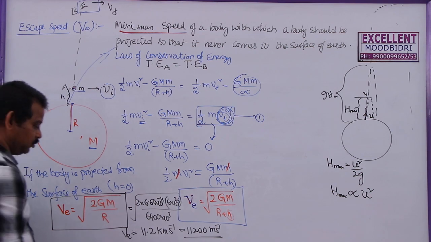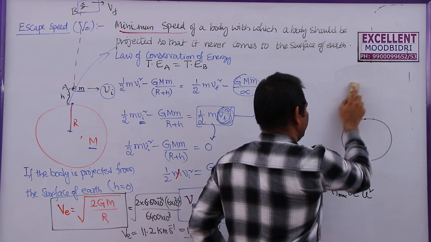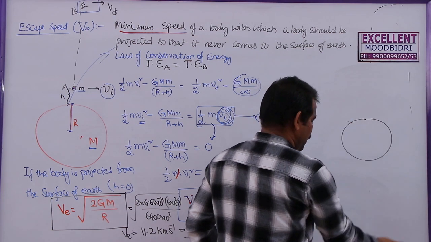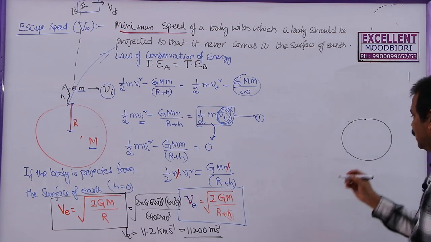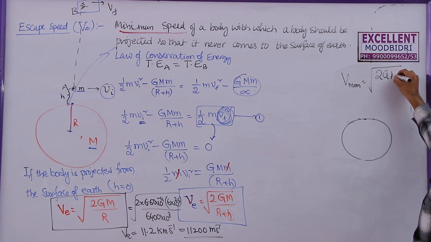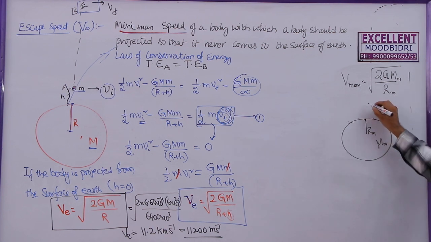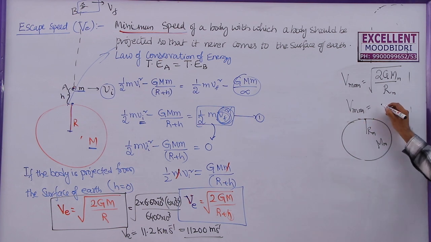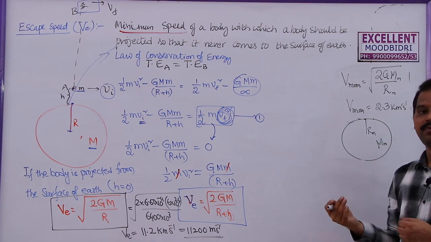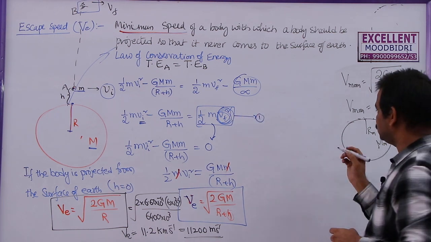Now, instead of Earth, if you consider the Moon here, let us say this is our Moon, what is the escape velocity on the surface of the Moon? Once again, the escape speed on the surface of the Moon is given by root over 2GM by R, where M is the mass of the Moon and R is the radius of the Moon. If you substitute all these values, you can find that this will be 2.3 kilometer per second. So it is easier for anybody to escape from the surface of the Moon than to escape from the surface of Earth.